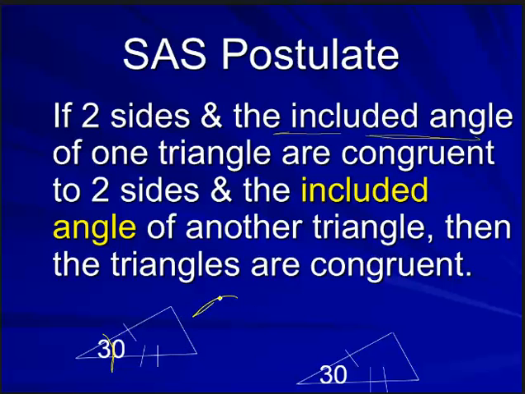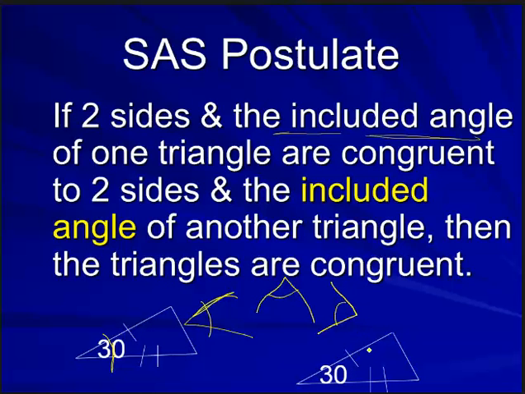So in this case, it's not a very straight line. This is our included angle. If I use these two sides, it would be this angle. If I use these two sides, it would be this angle. Okay, so we'll be able to identify the included angle. So according to this postulate, if two sides and the included angle of one triangle are congruent to two sides and the included angle of another triangle, then the triangles are congruent.